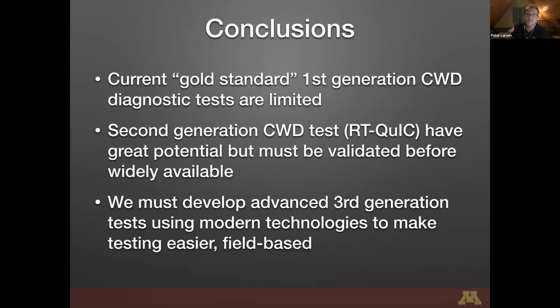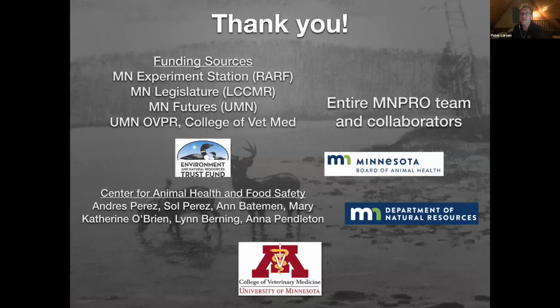Even the 2nd generation tests like RT-QuIC, they have their limitations. They're better, but they still have limitations, and we really have to work to develop 3rd generation tests. Okay, and the goal is to get to a field-based test. And based on the technology that we're already using in my lab, the fact that we can go anywhere on the planet and detect viruses and bacteria in samples, I think we can do that for proteins. It's just going to take some time to figure it out.